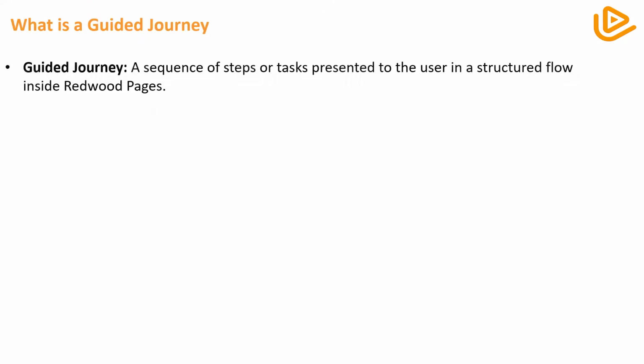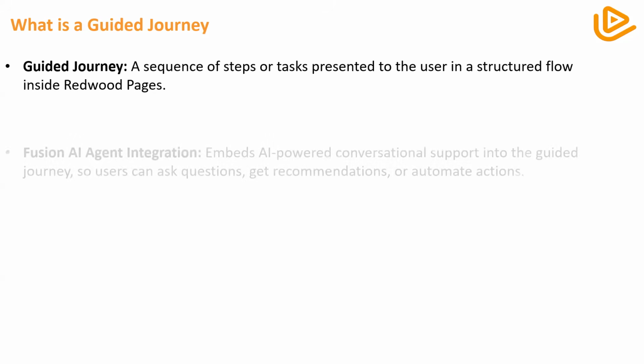Okay, let's see what a guided journey actually is. A guided journey is a sequence of steps or tasks that helps the user have a structured flow inside the core or standard Redwood pages, like, for example, the order management Redwood page or the procurement or purchase order Redwood pages. On those pages, if you want to perform some flow, then we need a guided journey.